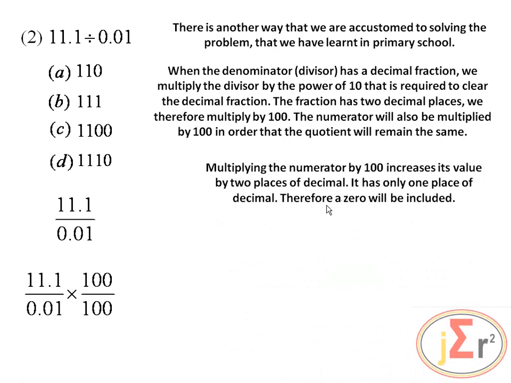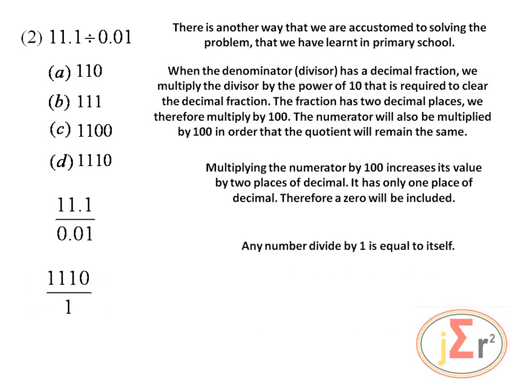Multiplying the numerator by 100 increases its value by 2 places of decimal. It has only 1 place of decimal, therefore a 0 will be included. And any number divided by 1 is equal to itself. There we have 1110. The correct answer is option D, as usual.